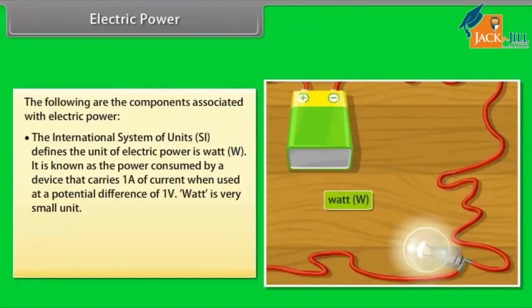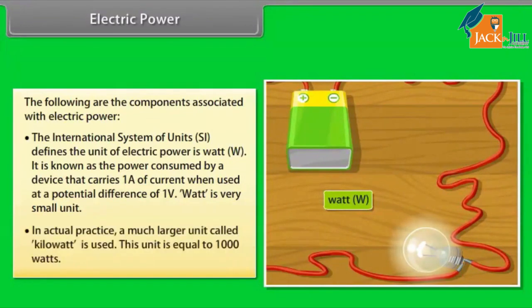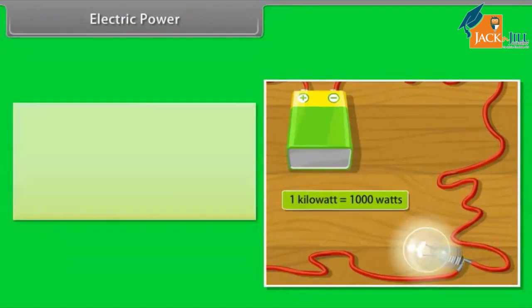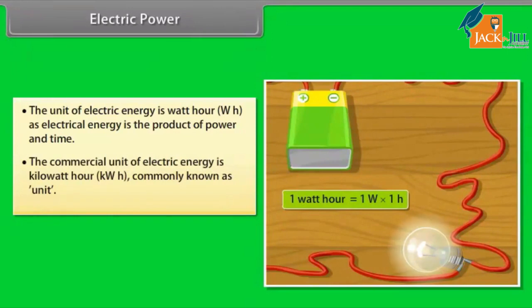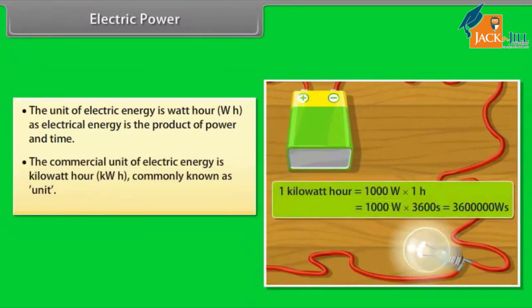Watt is a very small unit. In actual practice, a much larger unit called kilowatt is used. This unit is equal to 1000 watts. The unit of electric energy is watt-hour, Wh, as electrical energy is the product of power and time. The commercial unit of electric energy is kilowatt-hour, kWh, commonly known as unit.